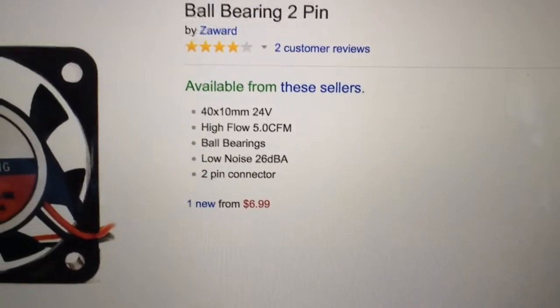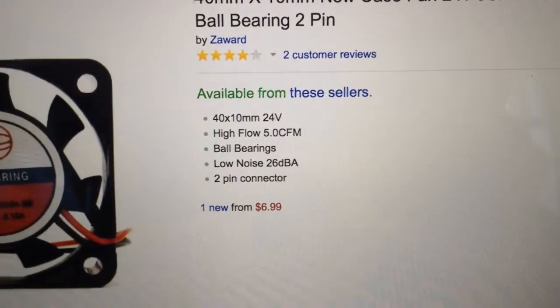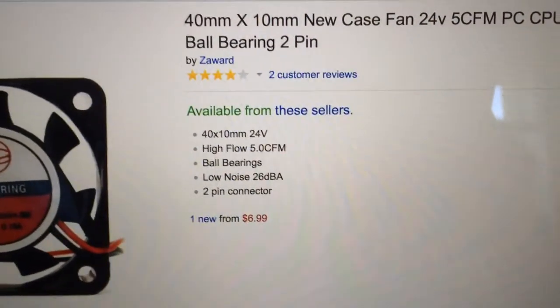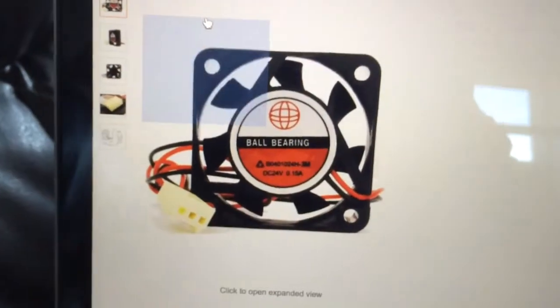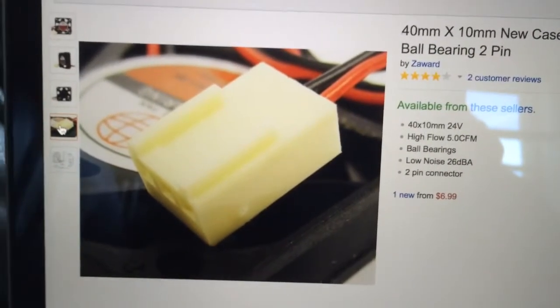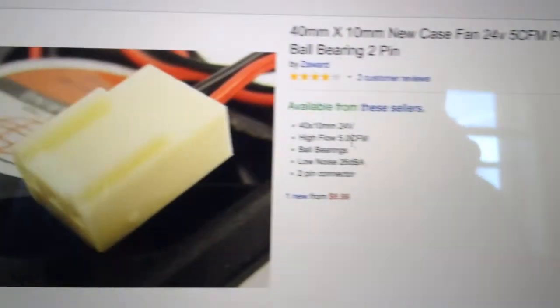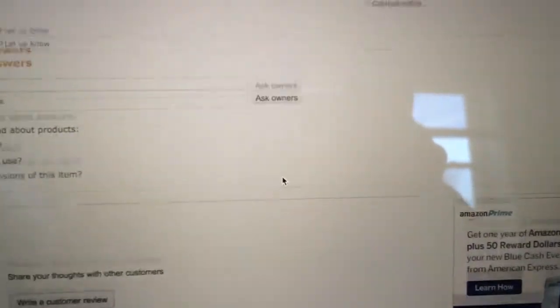They claim that it's low noise, 26 decibels, 5 CFM, 24 volts, and 0.15 amp. It doesn't come with the correct plug for the MakerBot, but it's easy to put the stock plug on there and just solder it. This one does say it is a ball bearing fan.